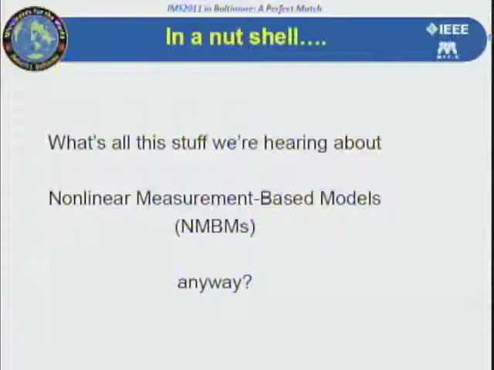Okay, so at the end of the day, hopefully we'll be able to answer this question, or at least we'll all be able to have a better feel for what's going on here with regard to NMBMs anyway, because there certainly is a lot of activity going on.